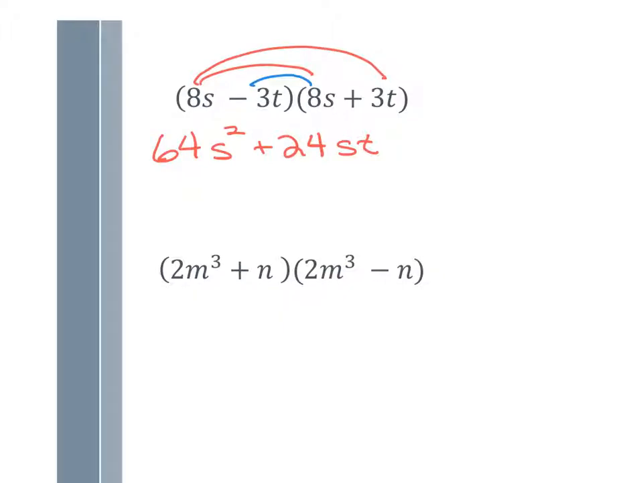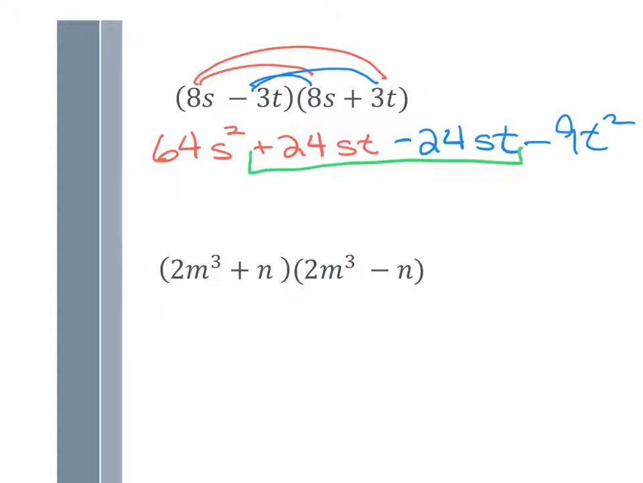So I'm going to write my variables as negative 24st. So I'm just going to flip-flop it. You might be tempted to write it as ts, but again, it makes it easier for me to see the like terms. And then lastly, I'm going to distribute the negative 3 to the positive 3t, and I get negative 9t squared. And just like I said at the beginning, when we go to simplify the final answer, this middle term will cancel out because positive 24 minus 24 becomes 0. So 64s squared minus 9t squared.